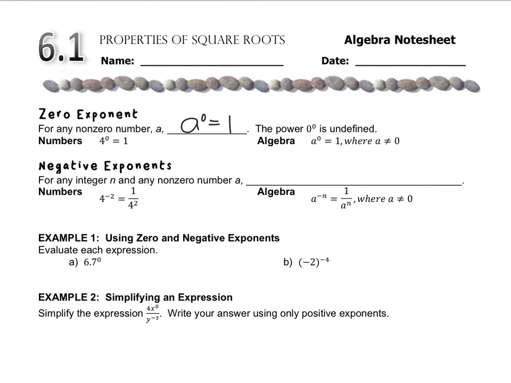as a isn't 0. Negative exponents: for any integer n and any non-zero number a, a to the negative n equals 1 over a to the positive n. And we've got our numbers example, 4 to the negative 2 equals 1 over 4 to the positive 2. And then here's what we wrote in algebra, as long as a isn't 0, because you can't have 0 in the denominator as a base.